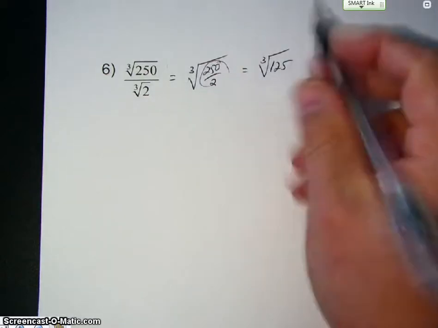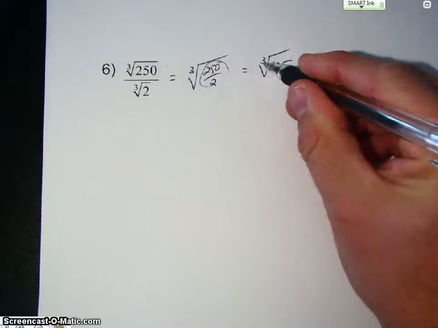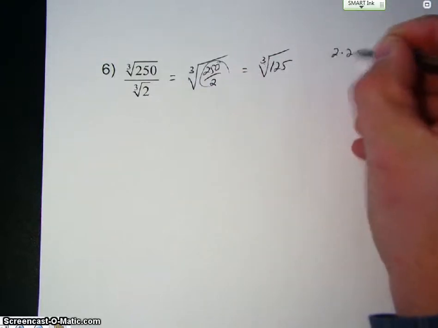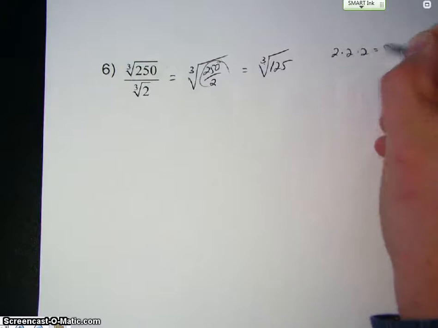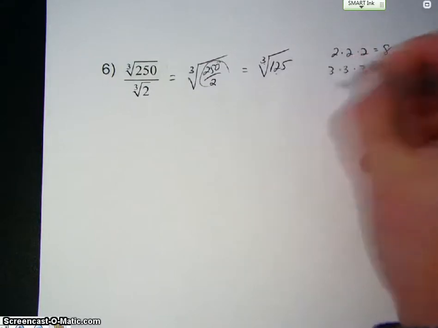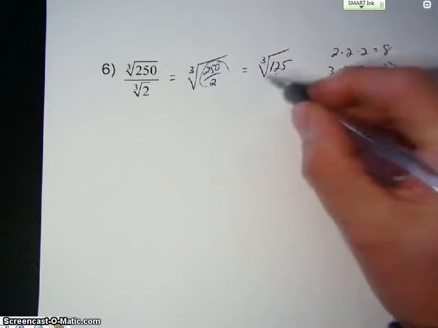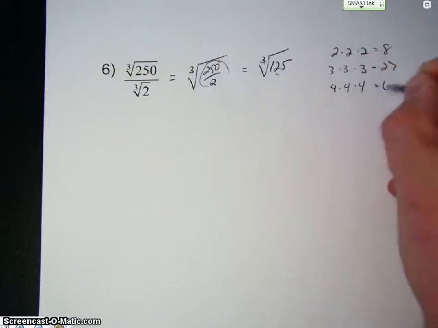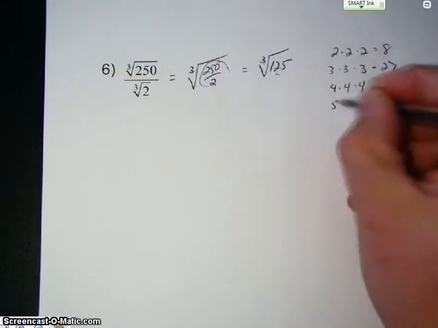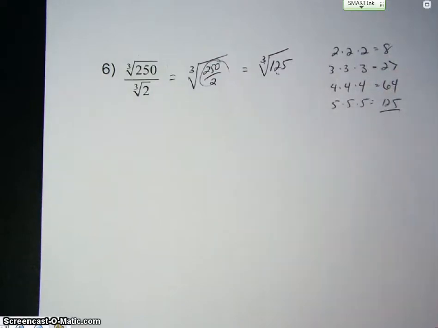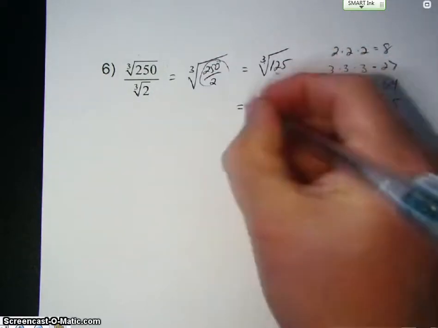What's a perfect cube? In other words, what number times itself 3 times gives me 125? So, for example, 2 times 2 times 2 gives me 8. That doesn't work. Let's do 3 times 3 times 3. That's 27. Nope, we want 125. Let's do 4 times 4 times 4. That's 64. Let's do 5 times 5 times 5. That's 125. There it is. So that means your answer is 5.